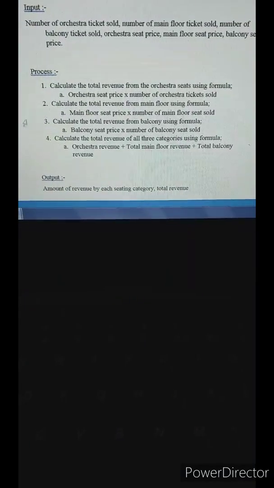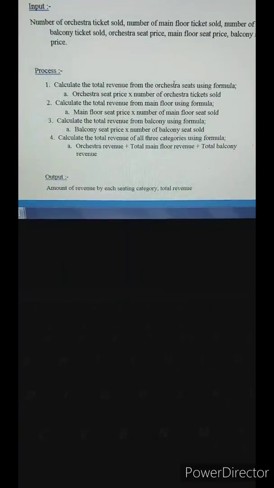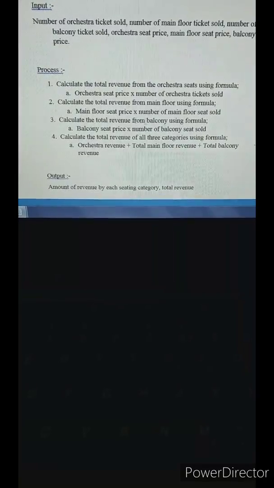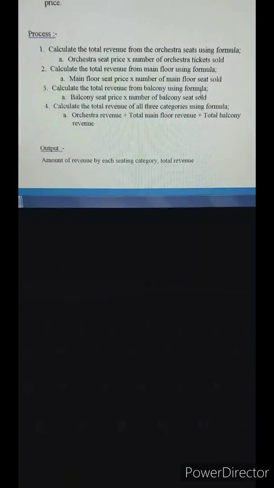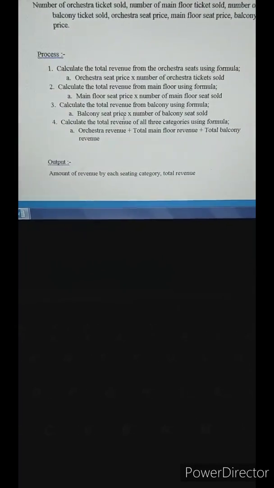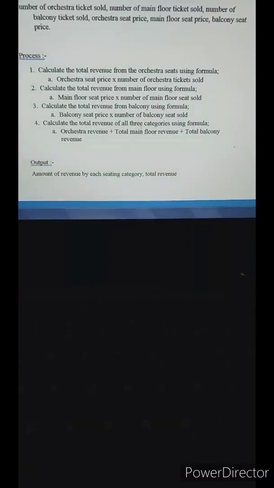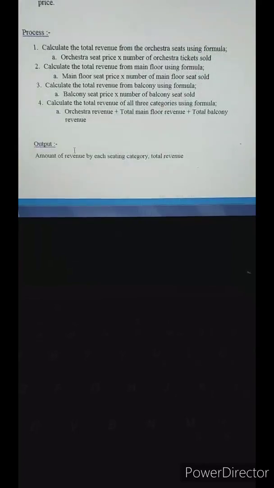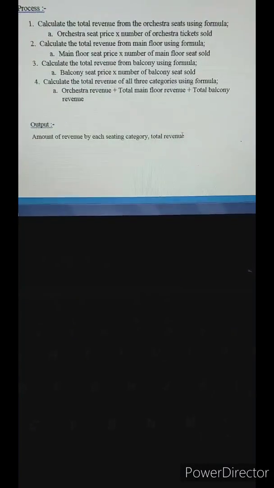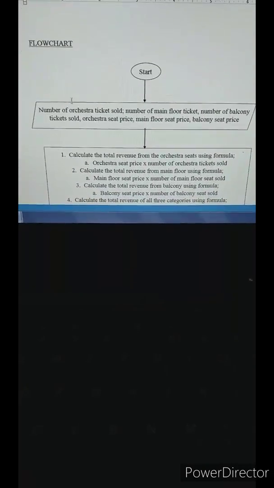And the process will be 4 different calculations. The first calculation is for the orchestra seat, the second is for the main floor, and the third is for the balcony seat using this formula. Then the fourth calculation will be the total revenue, which is orchestra revenue, main floor revenue, and balcony revenue. The output will be the amount of revenue by each seating category and the total revenue.